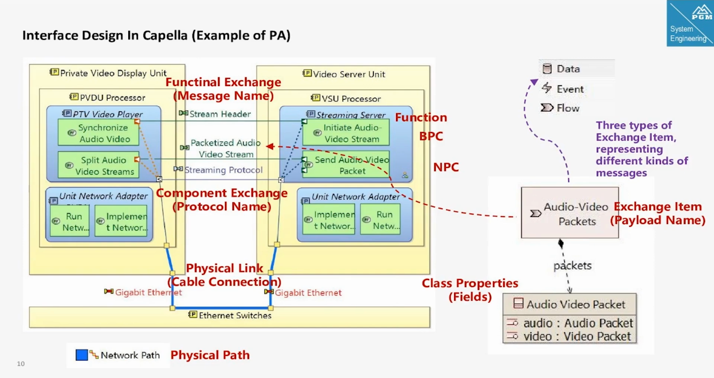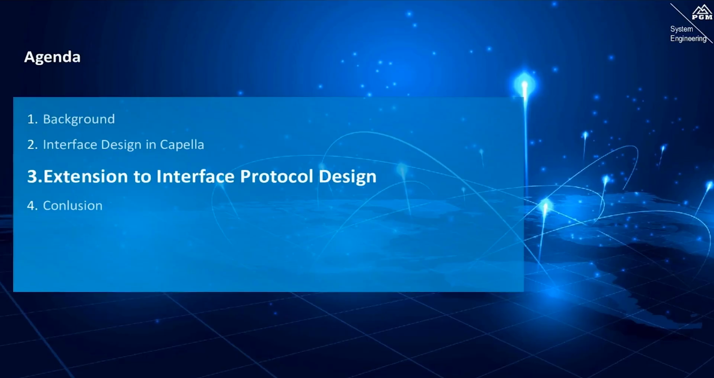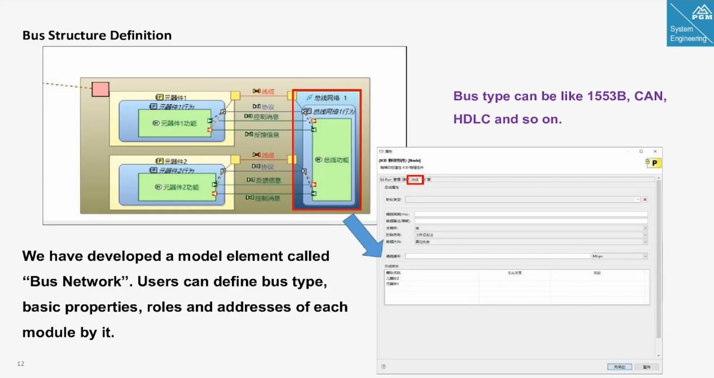But it's still not enough for the interface detailed design. So we have developed an interface extension to do the protocol design. And first of all, we will need to define the bus structure based on our physical architecture. So we have developed a model element called bus network. We can define bus type, basic properties, roles, and addresses for each module.